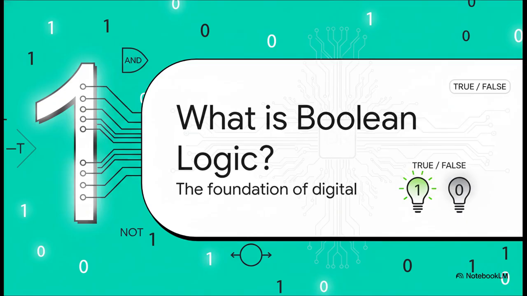Honestly, it's the secret language that all computers speak. It's a world where everything, and I mean everything, is either true or false. That's it. And for computers, we just use a 1 for true and a 0 for false. This super simple two-choice system is how literally every computer makes every single decision.